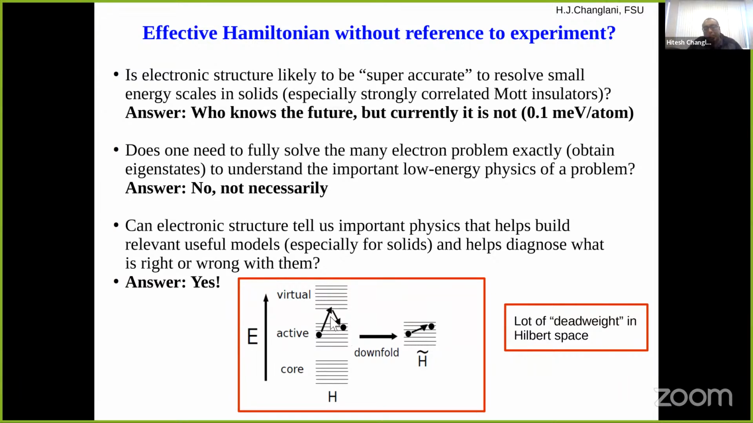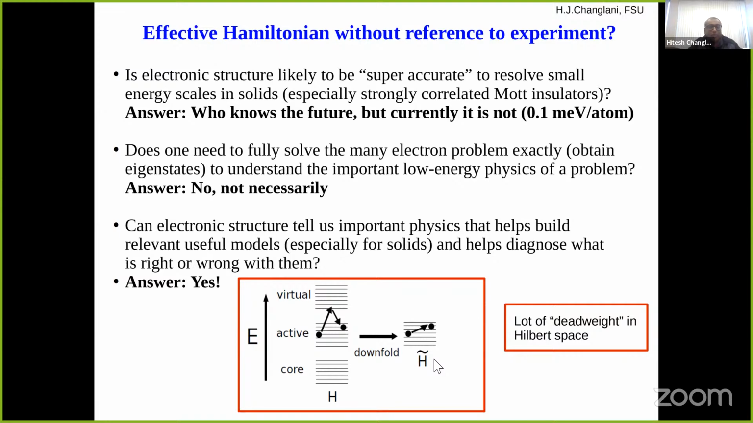And the key idea is that there's a lot of dead weight in Hilbert space. There's a lot of virtual orbitals, or a lot of unoccupied states, and there's a lot of core electrons. I haven't shown all the electrons, which are closely tied to the nucleus. Those are not important in the low energy physics. So the idea is, if I know the full Hamiltonian here, how do I get an effective Hamiltonian? So the key idea is there's a lot of dead weight in Hilbert space.